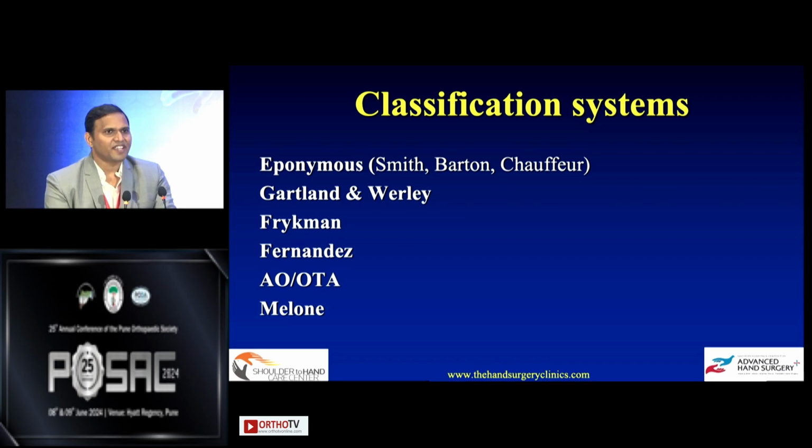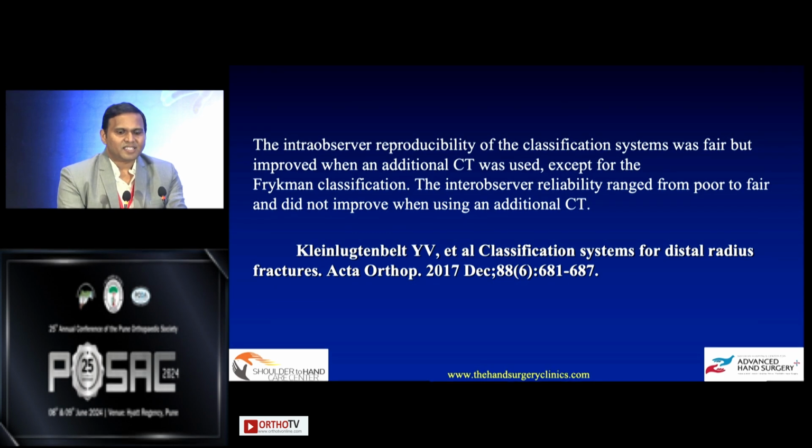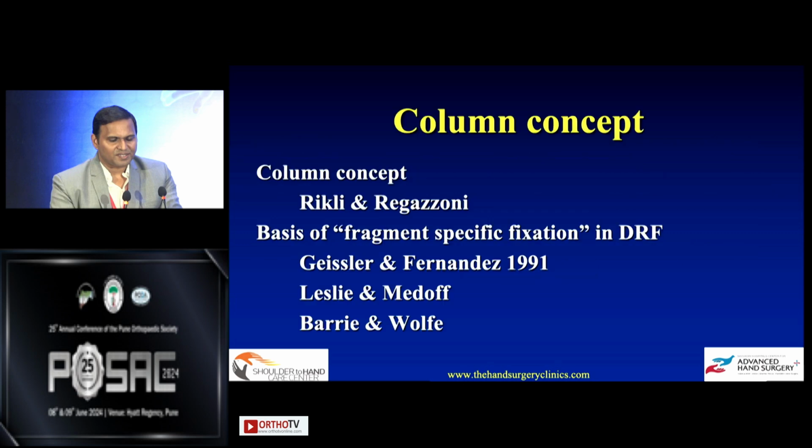There are different classification systems, as many as 15 described in the literature. The commonly used ones are eponymous, such as Smith, Barton, Shoffer, Gartland and Werley, Frykman, Fernandez, AO, and Melone. But no matter which classification system we use, the intra-observer reproducibility as well as the inter-observer reliability ranges from fair to poor. This is the reason that there are no specific guidelines regarding management of distal radius fractures as of now.